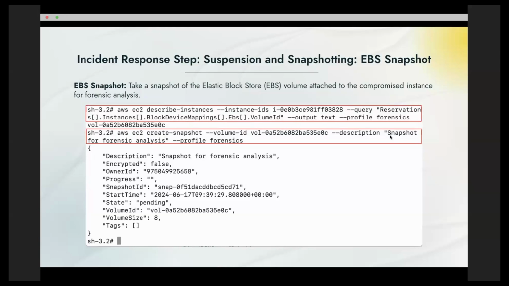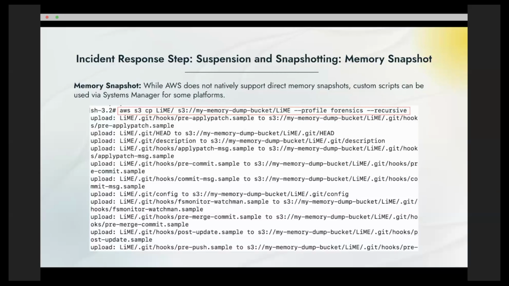I can also give it a description saying that I am taking this snapshot for forensic analysis, and you see in the output the state is pending, because it will take some time for this snapshot to be created and reflected in the UI. So the EBS snapshot was straightforward. However, for the memory snapshot, AWS does not natively support a direct memory snapshot.